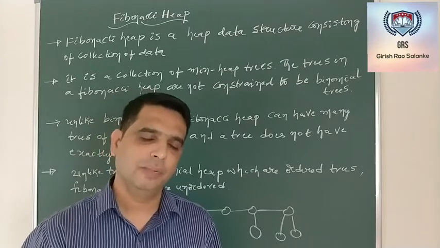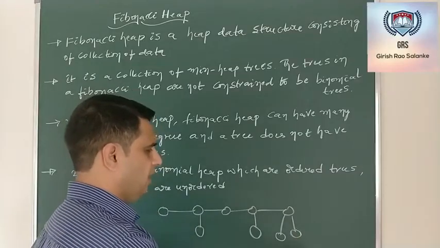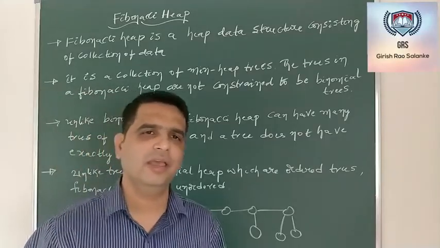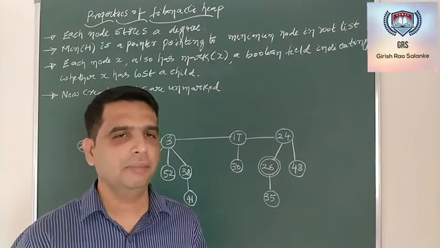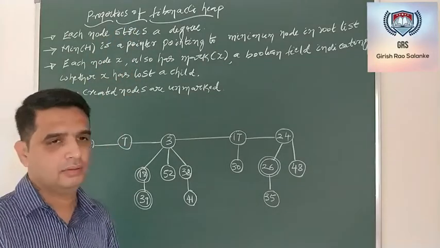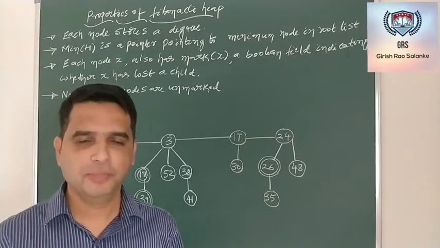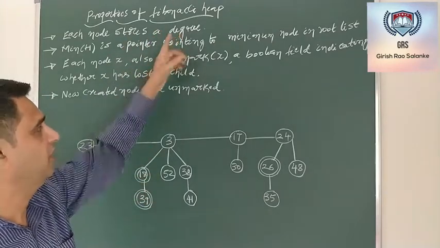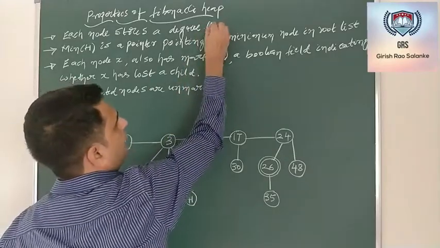Now let's go for the properties of a Fibonacci heap and come up with a structure. This was the structure of a Fibonacci heap. Let's put some elements onto this and see how exactly a Fibonacci heap looks. Some of the properties of a Fibonacci heap are: each node in a Fibonacci heap stores a degree, which gives the number of children.